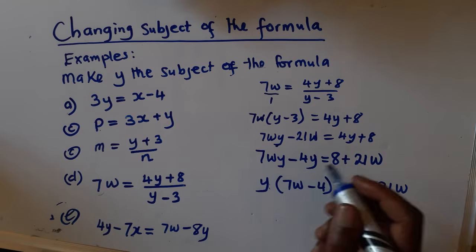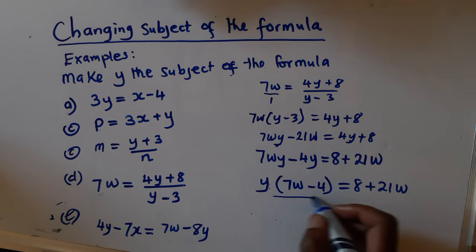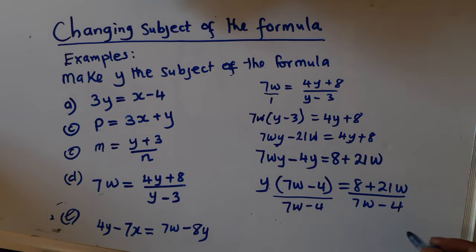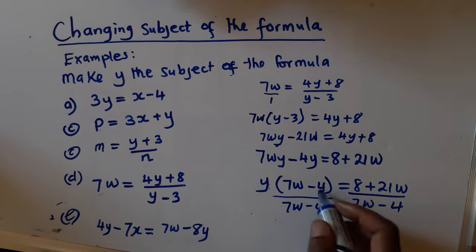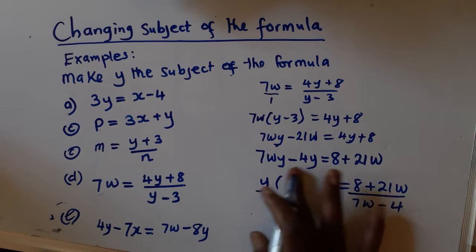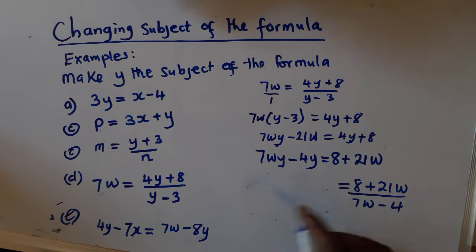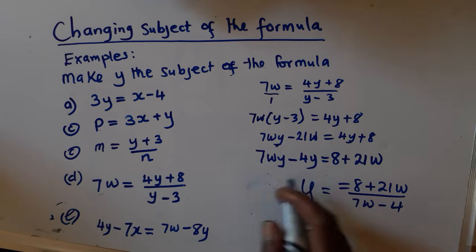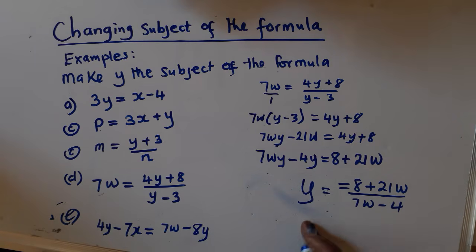So now we want to remain with y alone. Therefore, we'll divide both sides by 7w minus 4. So the final answer for y, this and that will cancel, so y will be equals to this. But you can write the step that I rubbed here, then you write the final answer down here.